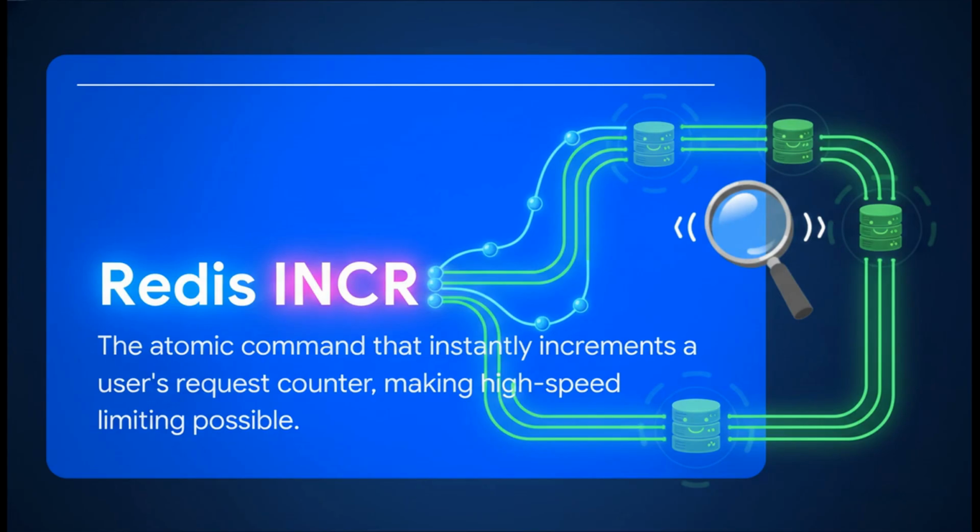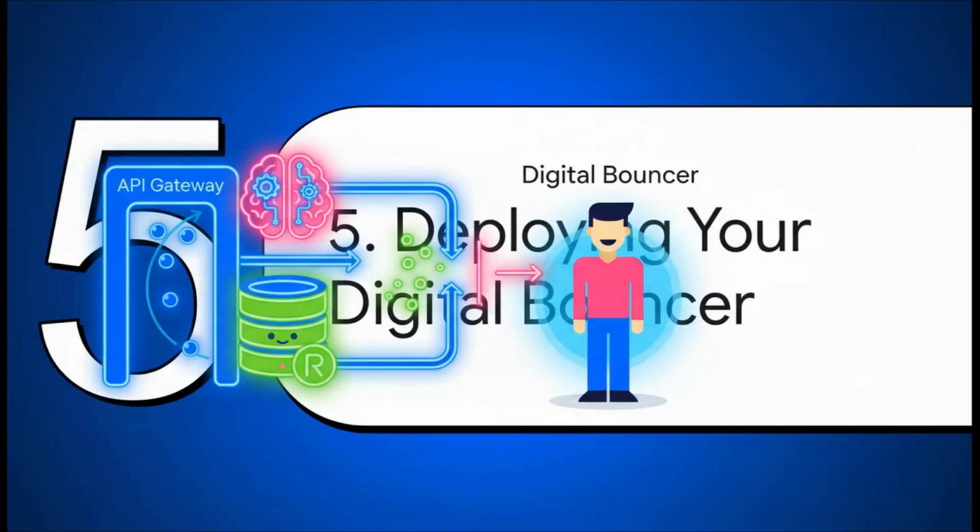Now, the real magic behind all this speed comes down to a single tiny command, INCR, which is short for increment. It's an atomic operation, which is a fancy way of saying it's guaranteed to happen as one single unbreakable step. And that is critical, because it prevents two requests from tripping over each other trying to update the same counter at the same time. This one little command is the powerhouse that lets us handle millions of requests safely and instantly.